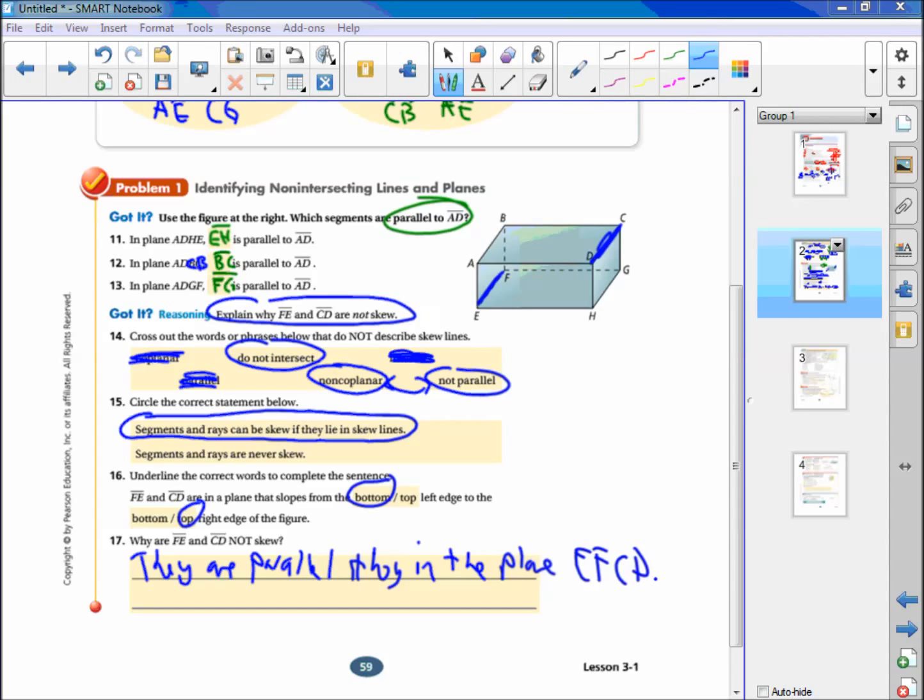So they're coplanar and they're parallel, which means that they're not skew. Okay, so to be skew, the lines that are skew to EF, let's try that, would be not in plane AB, FE. They wouldn't be in plane FG, HE, the bottom, or on the top. They'd have to be over here on the side plane, and they could only be the ones that are going vertical. So DH and CG would be skew to FE. All right. So explain why FE and CD are not skew. They're in the same plane, and they are parallel.